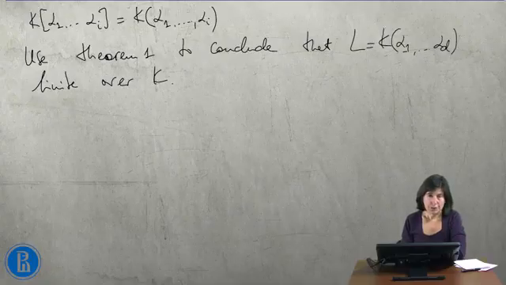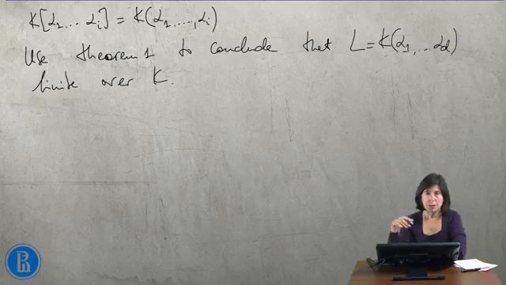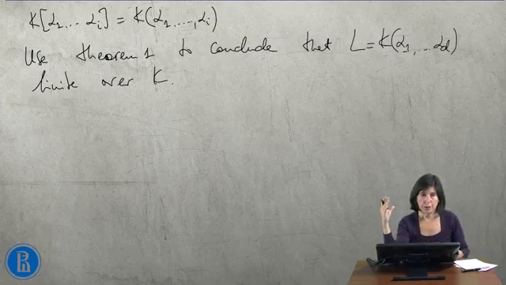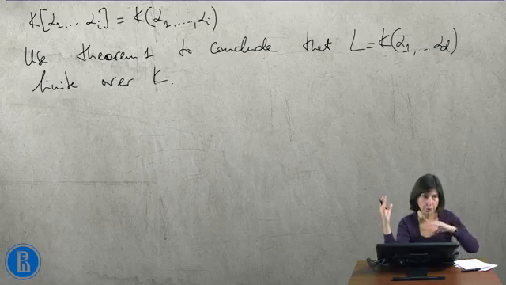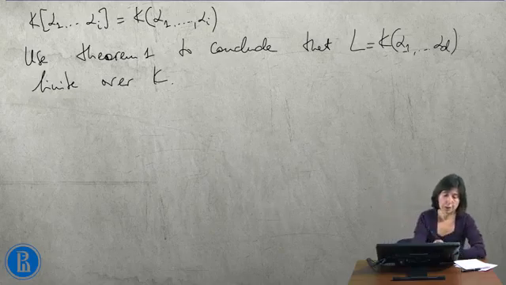Algebraic extensions satisfy a similar property to that of finite extensions. If you have a tower of algebraic extensions, then it is algebraic if and only if each floor of this tower is algebraic. So let me prove theorem 3.